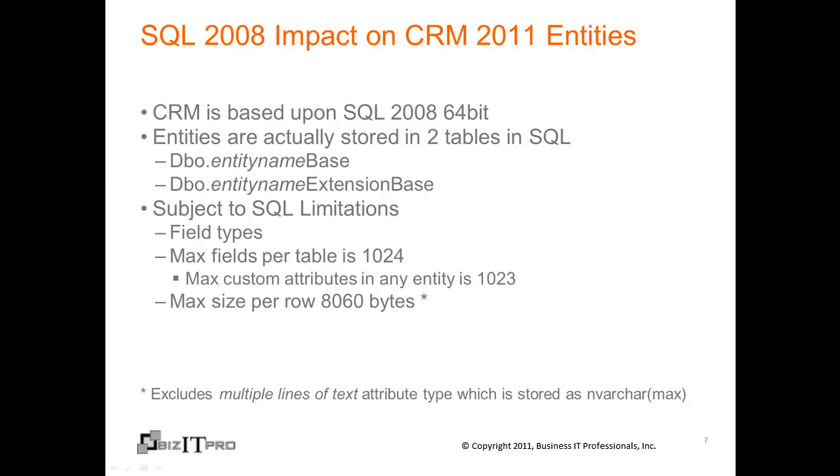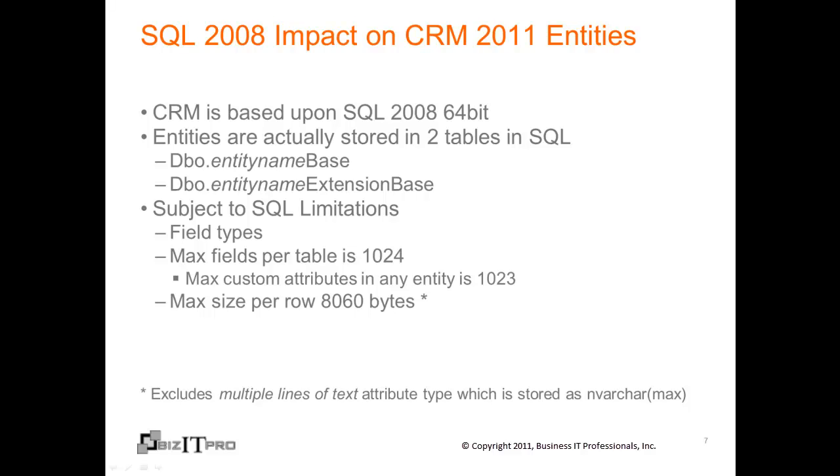The data elements or attributes that we add to a CRM entity are stored in the extension base table. We are subject to the SQL limitations, as I mentioned before, so we're using SQL field types that map to our CRM data types covered in the attributes segment. The maximum number of fields per table in SQL is 1024. And basically what that means is, since we must have the key to the record in the extension base table, that leaves 123 attributes that we can add to that table.